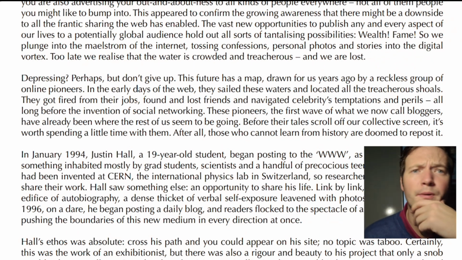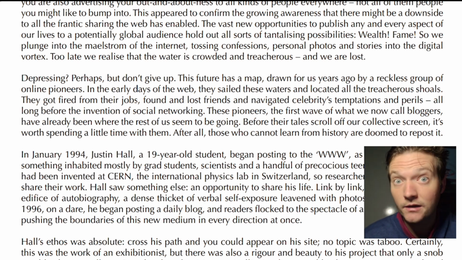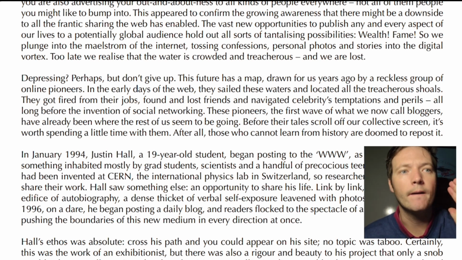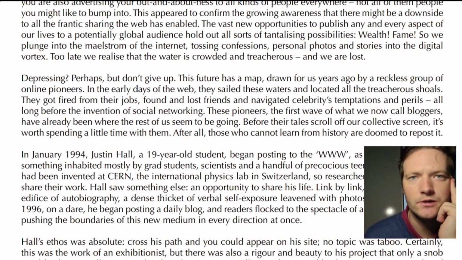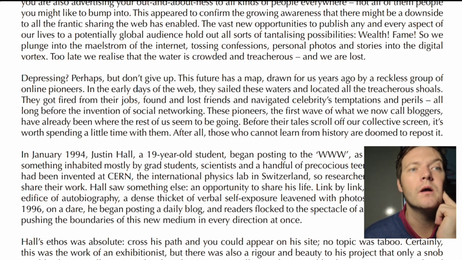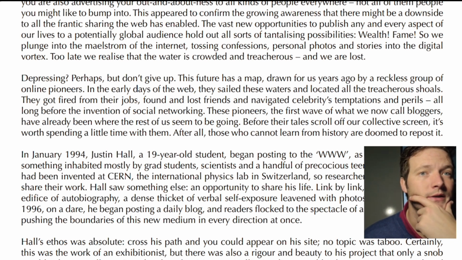So, depressing perhaps, but don't give up. This future has a map drawn for us years ago by a reckless group of online pioneers. Well, initially, what is he saying about these pioneers? That they're reckless? They're people who didn't consider the dangers, perhaps. If you're reckless, you don't consider the dangers. You do things sort of impulsively. But he's also saying that that's a good thing, isn't it?